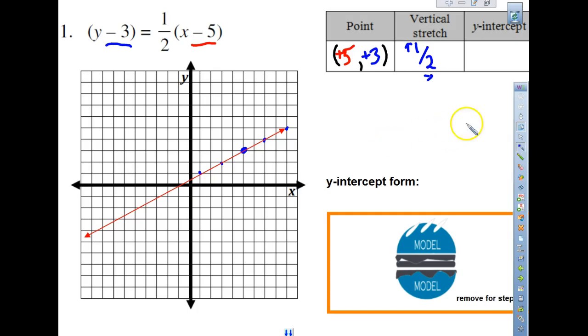And let's go ahead and figure out the y-intercept. Now the y-intercept is going to be, well, you already know what slope-intercept form is. What we're going to do is convert this to slope-intercept form. So you want to take this original equation here, and get y minus 3 equals, now I'm going to distribute this, right? 1/2 times x, 1/2 times -5. There we go.